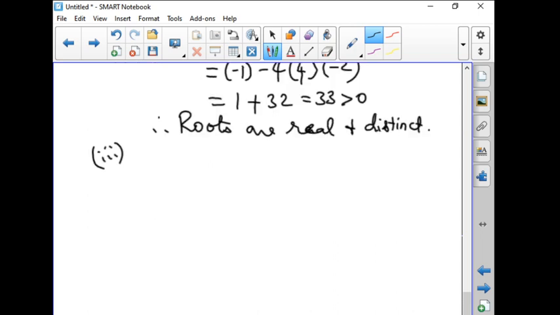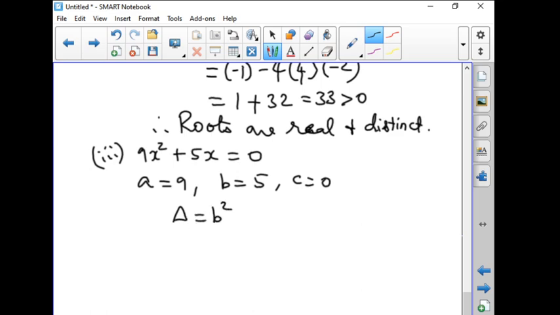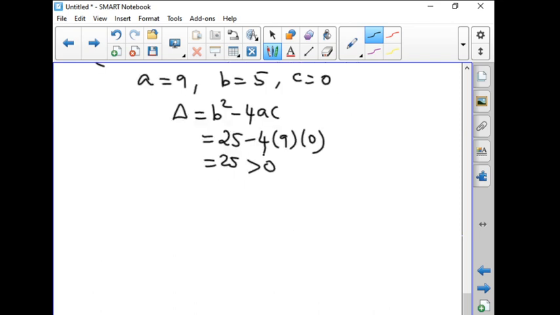Subdivision 3. 9x square plus 5x is equal to 0. There is no constant. A is equal to 9, b is equal to 5, c is equal to here 0. So delta is equal to b square minus 4ac. So your answer will be 25 minus 4 into 9 into 0. So answer is 25 greater than 0. Therefore again the roots are real and distinct. So all the problems we are having roots are real and distinct.